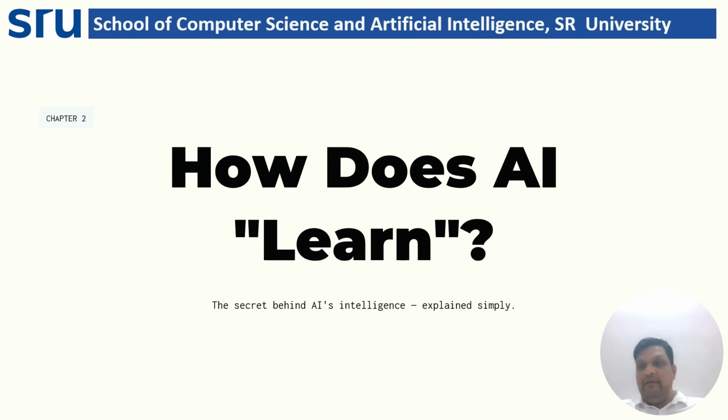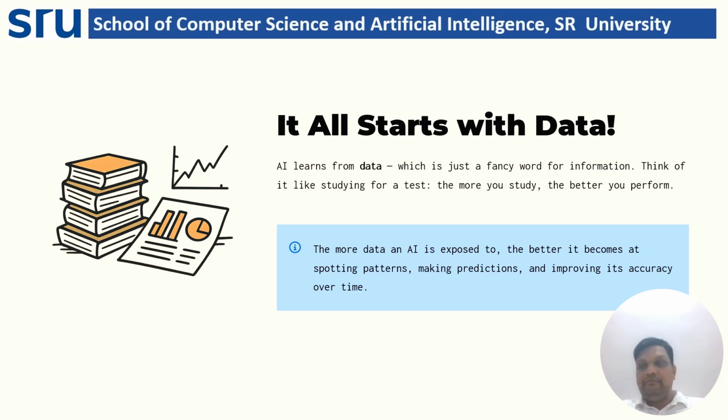How does AI learn? Now the big question, how does AI actually learn? It all starts with data. AI learns from data, which is just a fancy word for information. Think of it like studying for a test. The more you study, the better you perform. The more data an AI is exposed to, the better it becomes at spotting patterns, making predictions, and improving its accuracy over time.